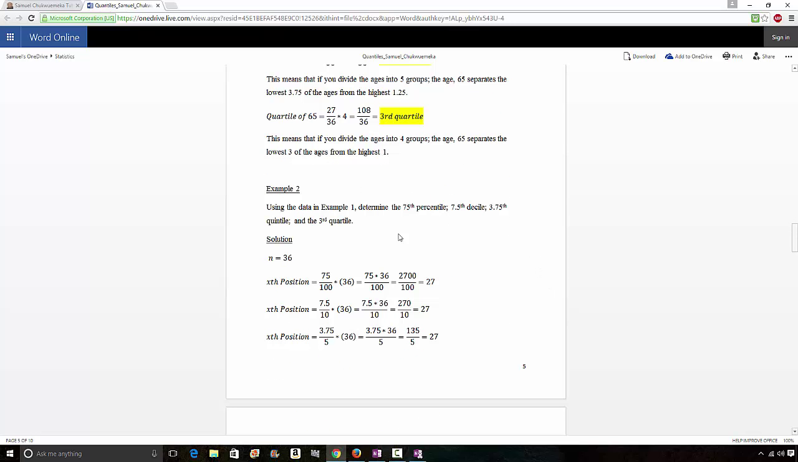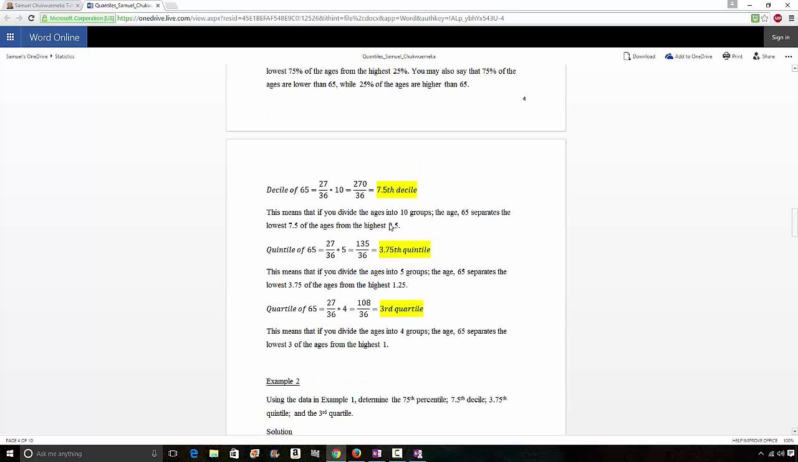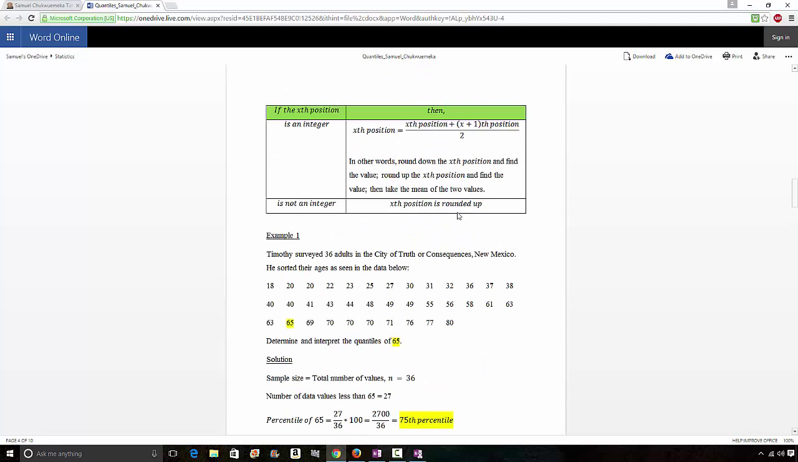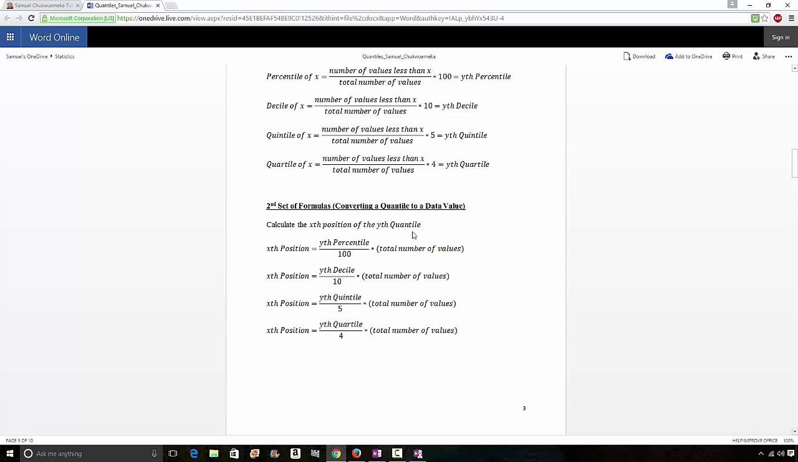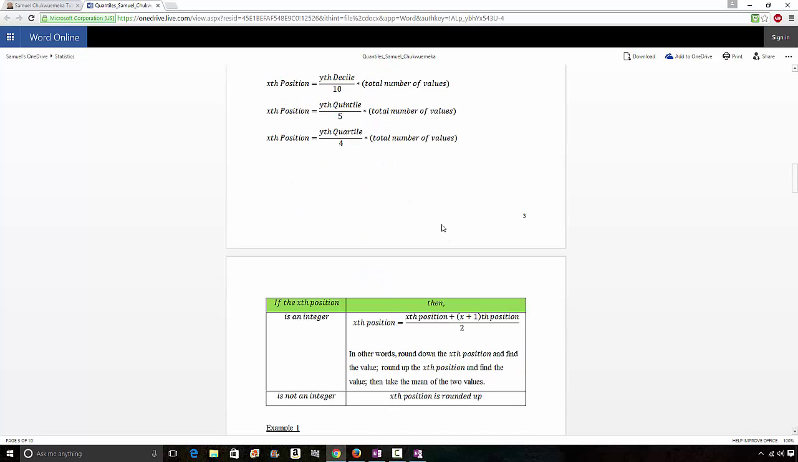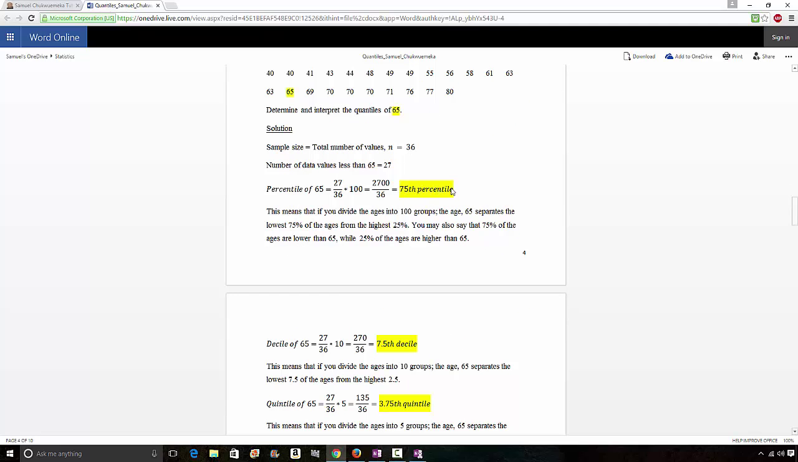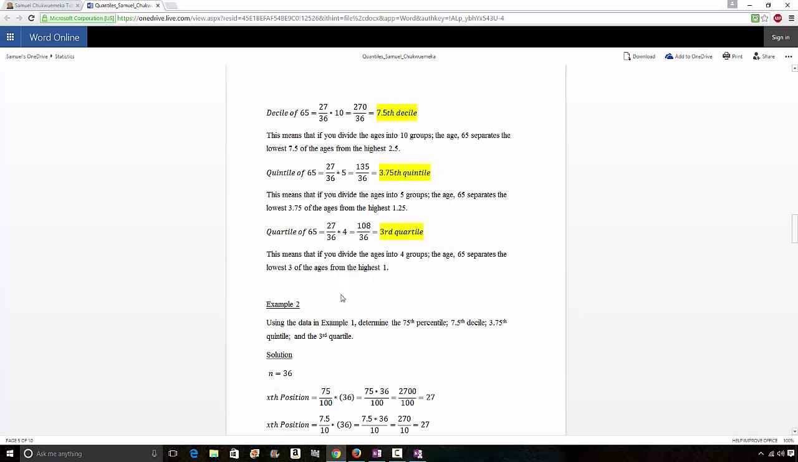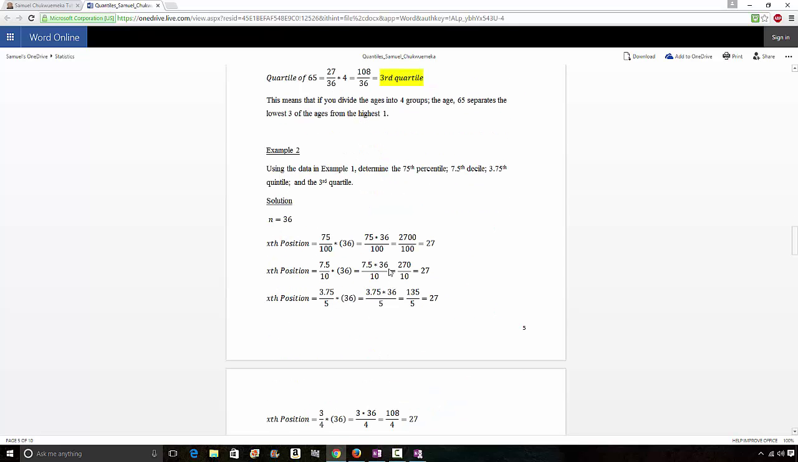Now, what if you are asked to find the 75th percentile? You are asked to convert a quantile to a data value. Second formula: convert a quantile to a data value. So you would expect that the 75th percentile should give us 65. You would expect that the 7.5th decile should give us 65. You would expect that the 3.75th quintile should give us 65. And you would expect that the third quartile will give us 65. Okay, let's see here.